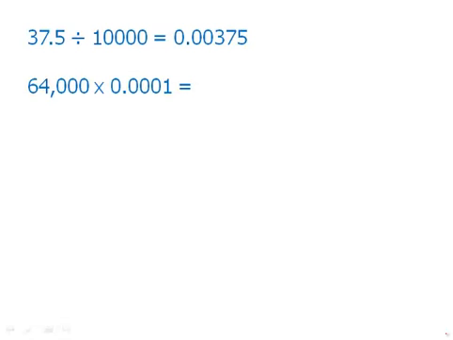64,000 times 0.0001, that is times 1/10,000th. That has 4 factors of 10 also, because that is 4 decimal places. This means that the decimal point has to move 4 places to the left. It starts out next to that last 0. It winds up between the 6 and the 4.